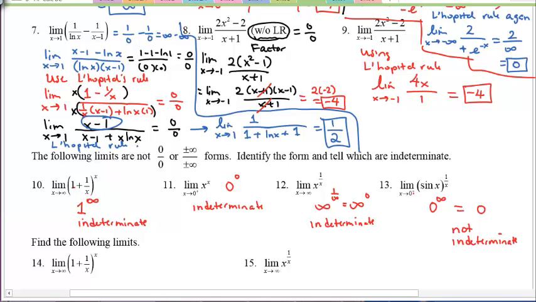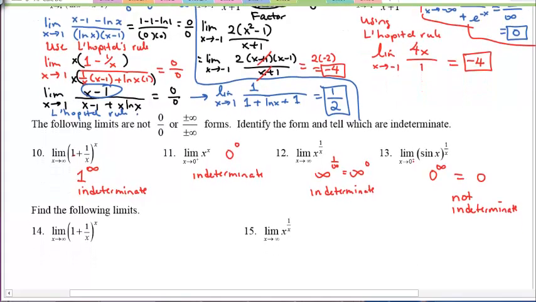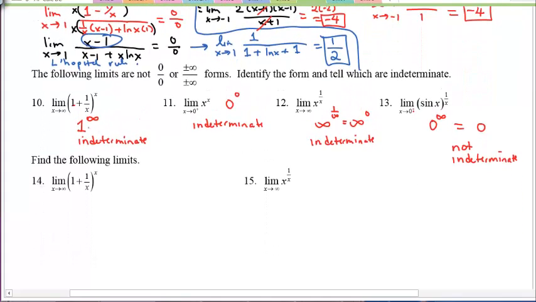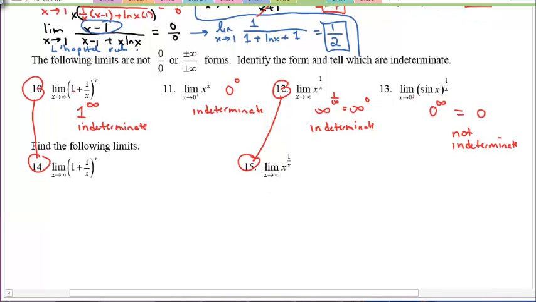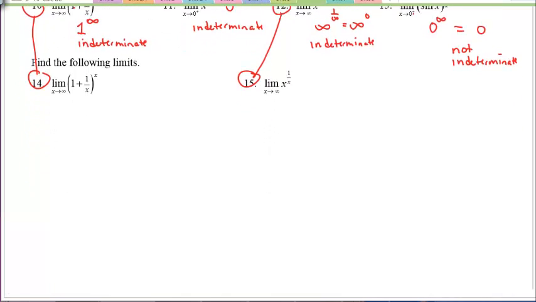So, I'd like us to take a look at 14, which is exactly the same as 10, and 15, which is exactly the same as 12. If these are indeterminate forms, the question is, can you actually find the limit? And the answer, of course, is yes. And we're going to use something to help us out. When we have powers with variables, I'd like us to use this trick.